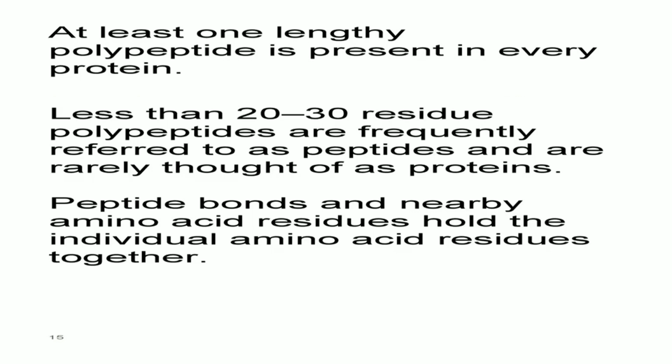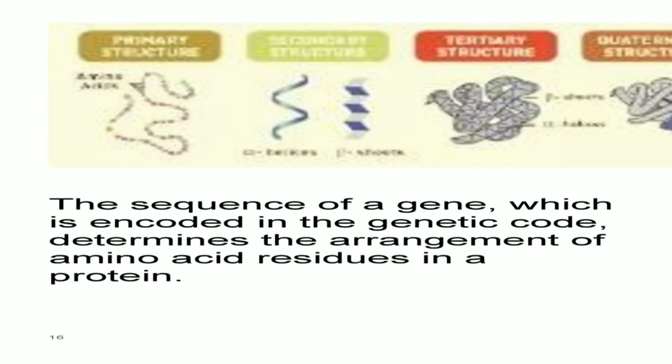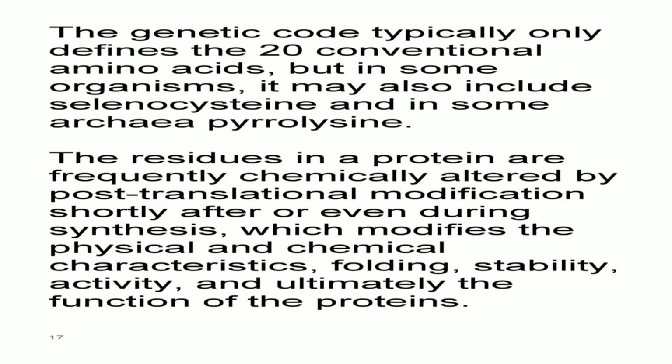Polypeptides of less than 20 to 30 residues are frequently referred to as peptides and are rarely thought of as proteins. Peptide bonds and nearby amino acid residues hold the individual amino acid residues together. The sequence of a gene, which is encoded in the genetic code, determines the arrangement of amino acid residues in a protein. The genetic code typically only defines the 20 conventional amino acids, but in some organisms, it may also include selenocysteine and in some archaea pyrrolysine.